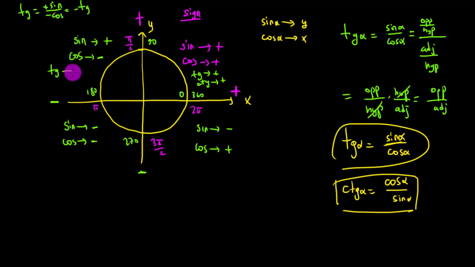Yes? So that's why here it would be minus. Cotangent also would be the same, minus, because you divide minus cosine by plus sine. So cotangent will be minus. And then here comes this one.